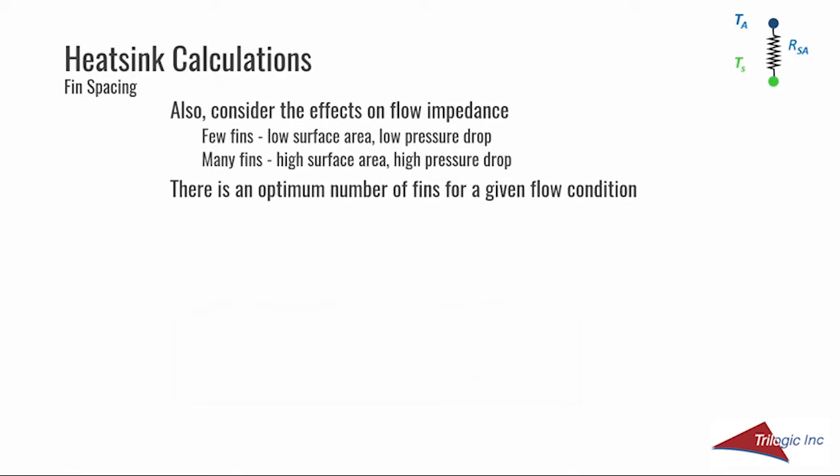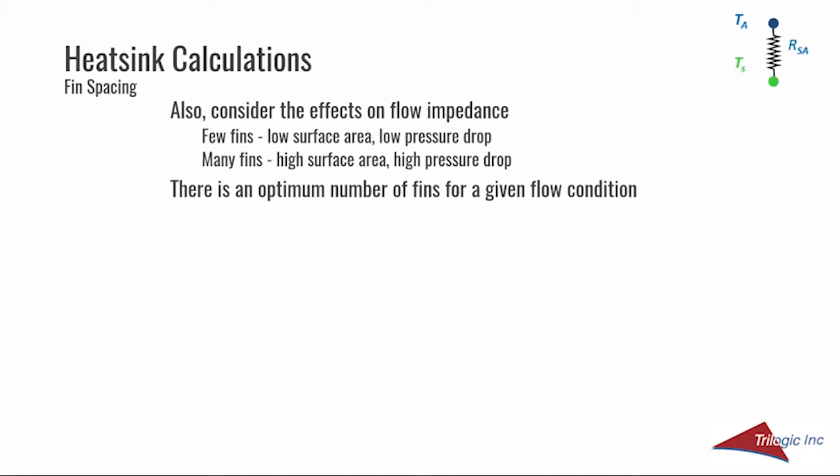Recall that the convective thermal resistance is 1 over hA, and from the thermal budget we know roughly what this value needs to be to maintain our component temperature. From that and our estimate for heat transfer coefficient, we can estimate the surface area requirements for the heatsink. Before we can think about the surface area of the heatsink, we need to consider the effects on flow impedance.